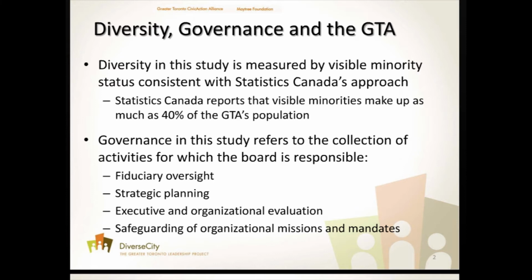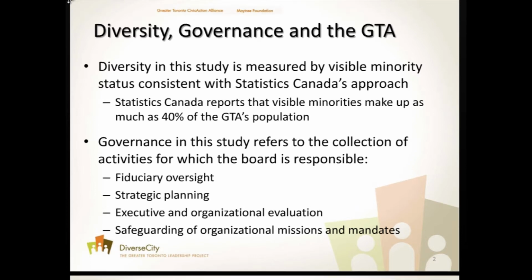Ratna has already very well described the idea behind diversity in this study and how we've characterized it. She's also described the important other facets that we could consider in the future, but for the purposes of our study, what we're talking about when we say diversity is visible minority status, as Statistics Canada would define it, which really reflects ethnic origin. Importantly, the GTA population in one of Statistics Canada's most recent reports is rated at approximately 40% visible minorities and people of varied ethnic origin.